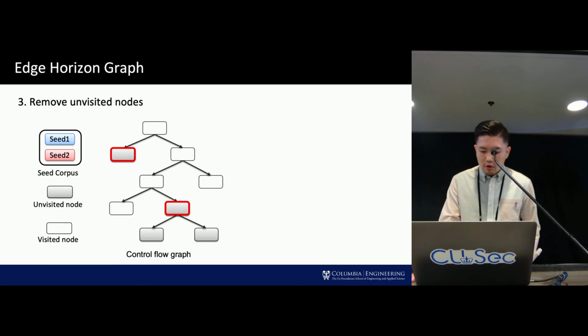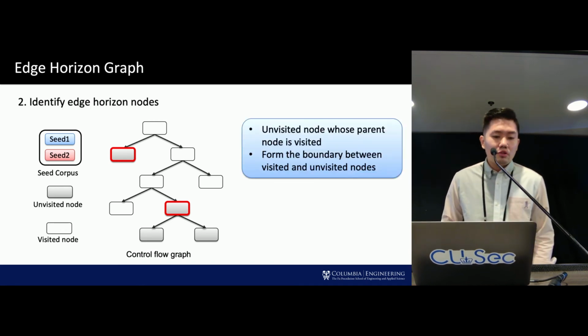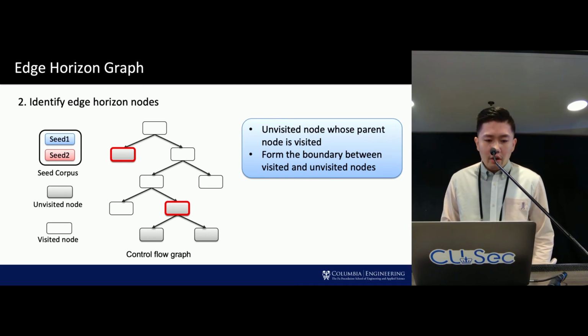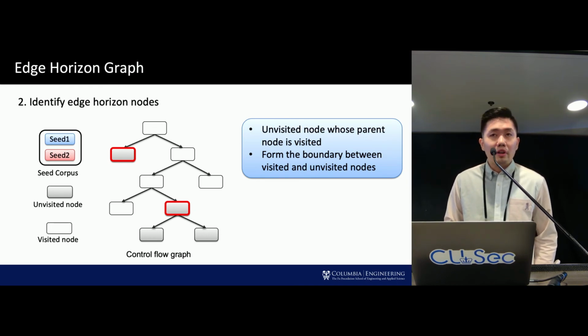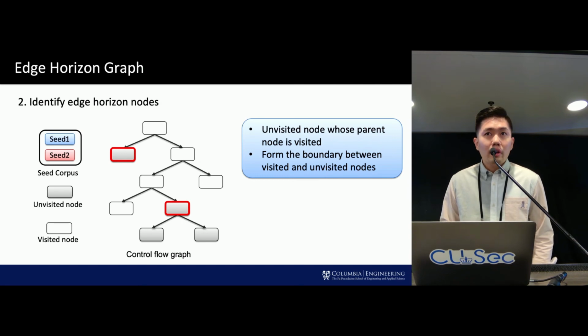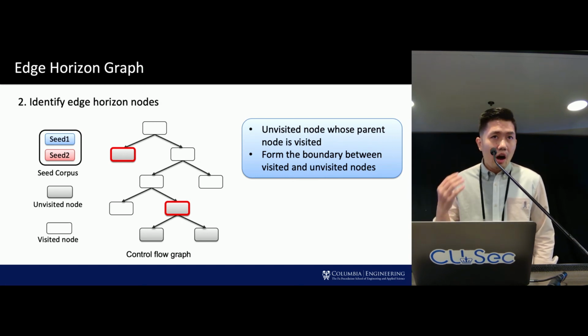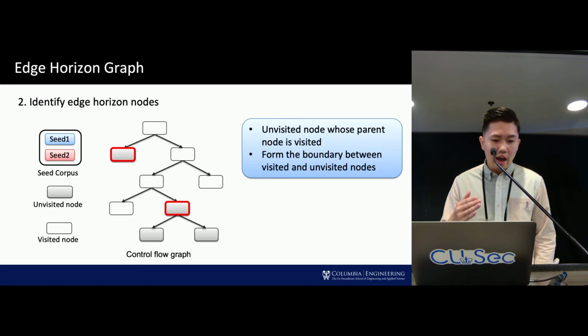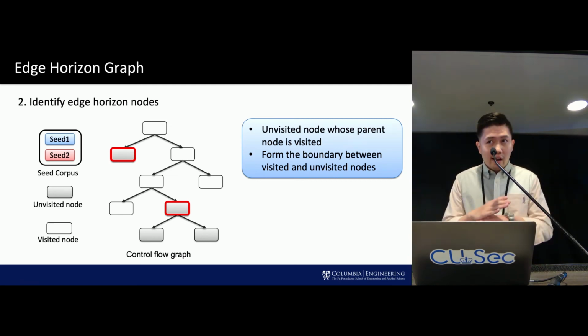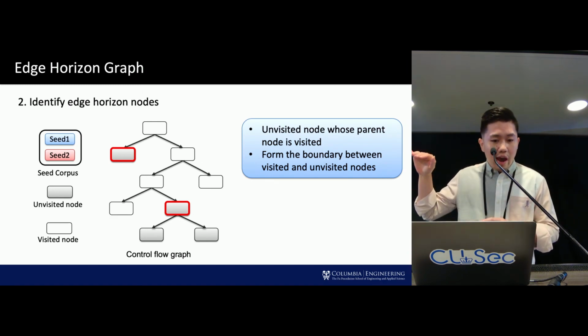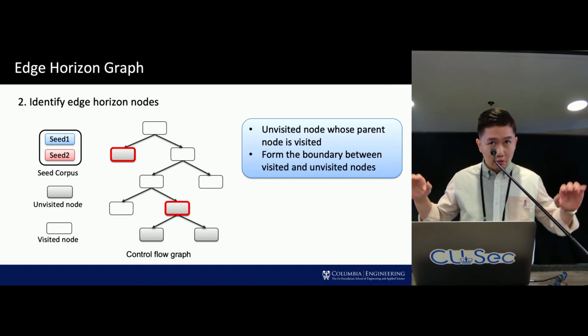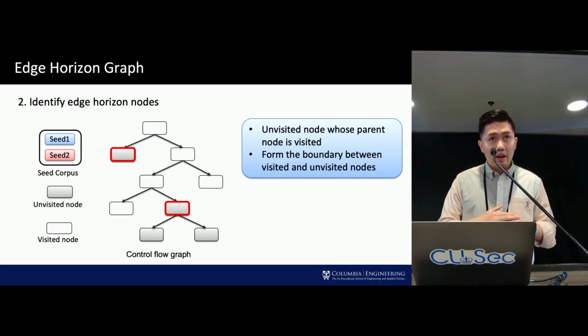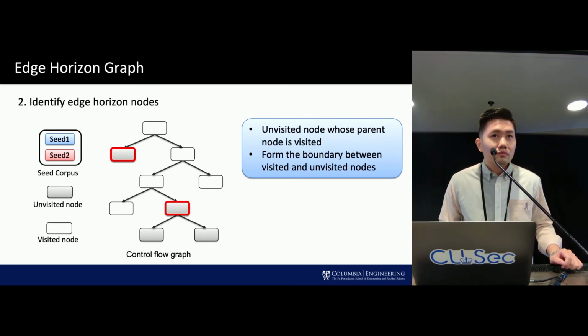So here, this is an example of the edge horizon node. We only consider edge horizon nodes because we found they dominate all the unvisited node set. That means if you want to reach any unvisited node, you have to go through this edge horizon node. And these edge horizon nodes have a really nice property: they form a boundary. If you link these edge horizon nodes, they can split all the nodes into the visited node set and the unvisited node set. Oh, okay. Yeah, I see. Makes sense. Thanks.